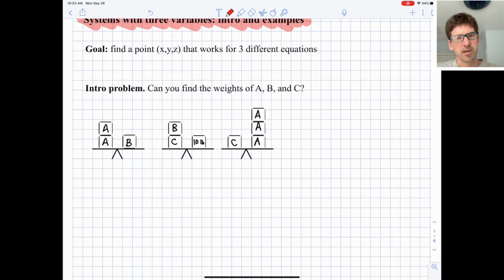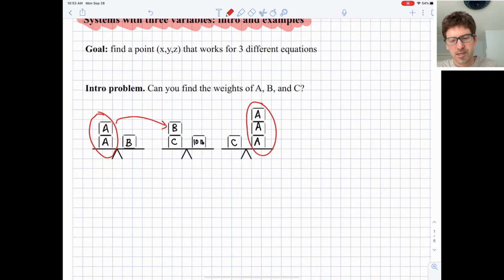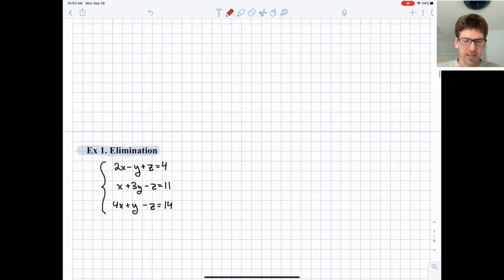Okay? So as a way of introducing what we're doing, you might realize that two A's are the same as B, so could you plug two A's in there? And three A's are the same as C, could you plug three A's in for C, and then perhaps solve for the weight of A and complete the problem from there. But let's start with these three different examples we're doing.